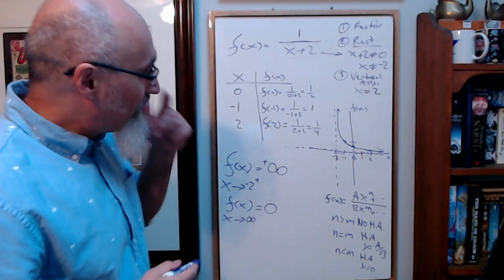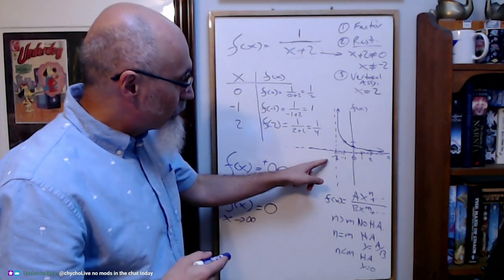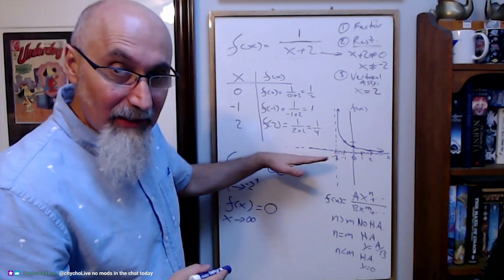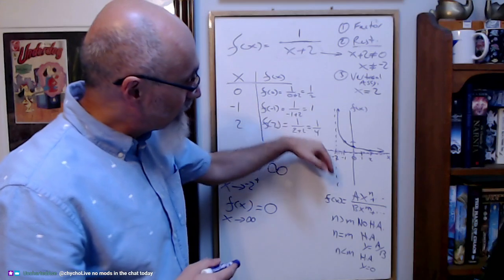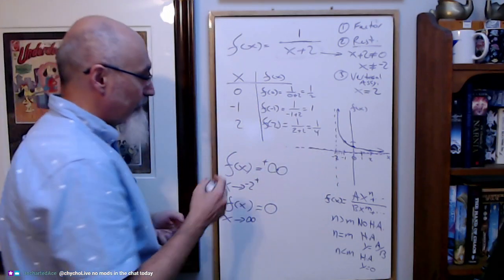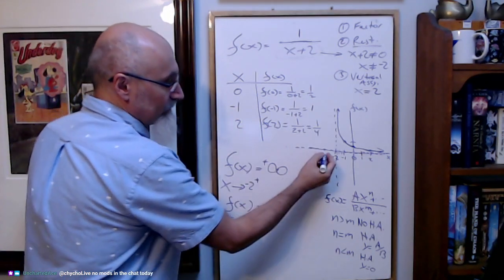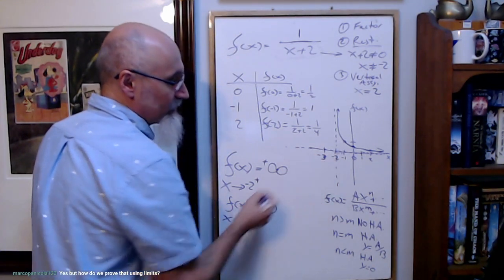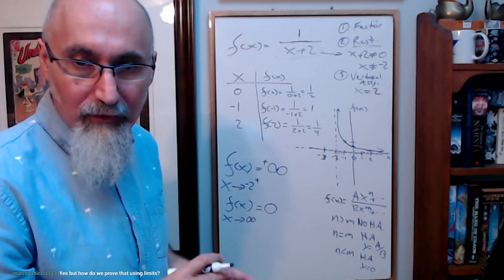Now what happens as you approach negative 2 from the negative side, from this side, right? Is it going to go like this, or is it going to go like this? Let's check it out. So let's find out. Let's pick another integer, the closest integer to negative 2.